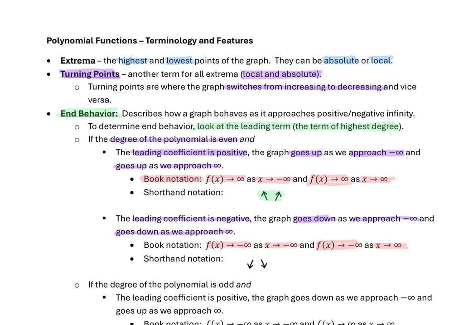We also have a shorthand notation for this. Instead of having arrows that point up and up, we have arrows that point down and down.